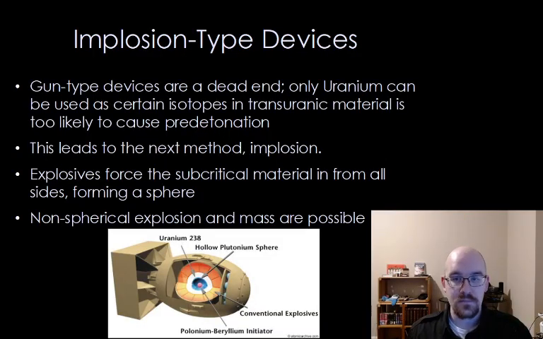The ideal shape for a critical mass is a sphere, so implosion devices form the material into a sphere in the explosion. However, this does not necessarily mean that the explosion or the unexploded shell of plutonium or other material needs to be a sphere. A non-spherical mass combined with a non-spherical explosion, if correctly designed, can be used to create a spherical final mass.